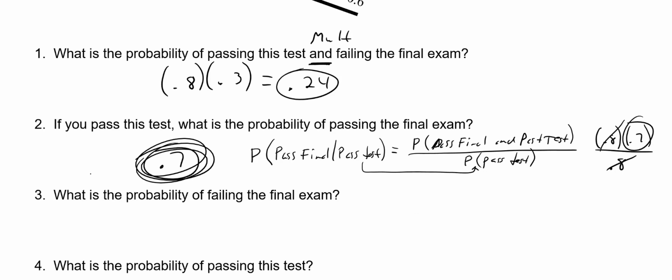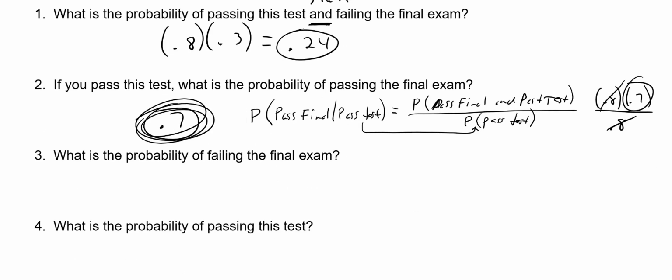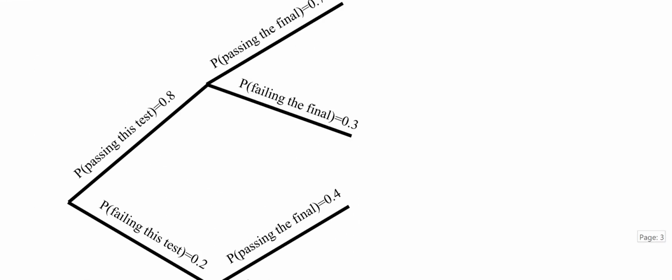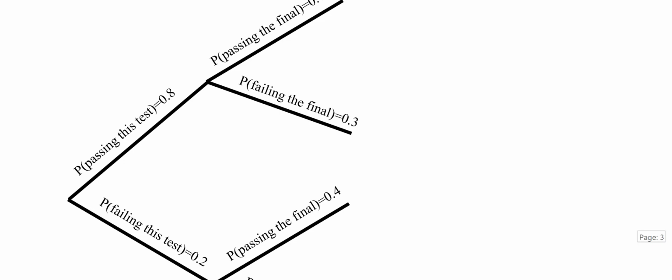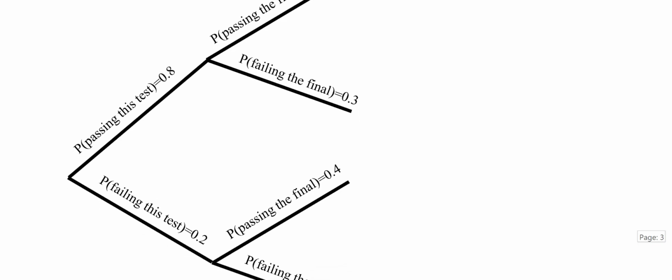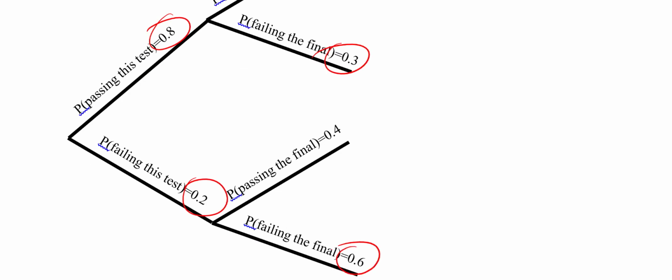Number 3, what is the probability of failing the final? Well, there are 2 ways you can fail the final. You can either pass the test and fail the final, or you can fail the test and fail the final. So, did I use the word or? My goodness. Okay, so let's do that. Really, it's these two multiplied together, added to these two multiplied together.